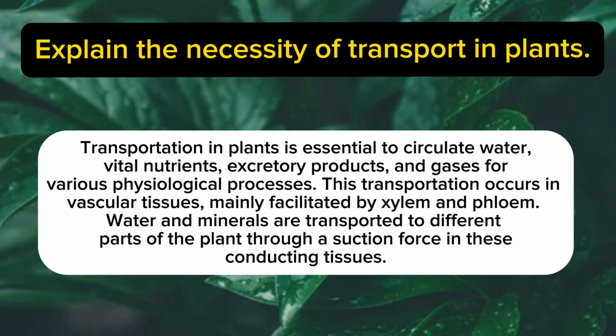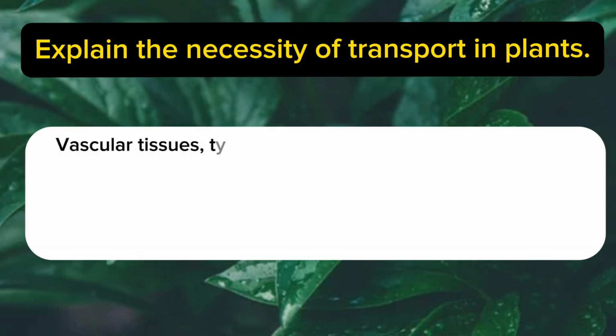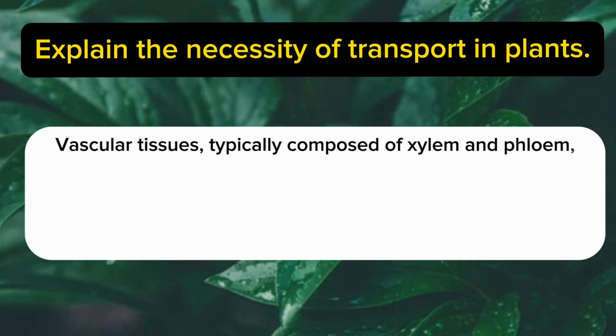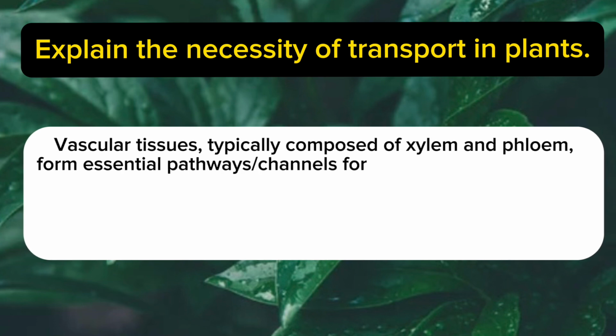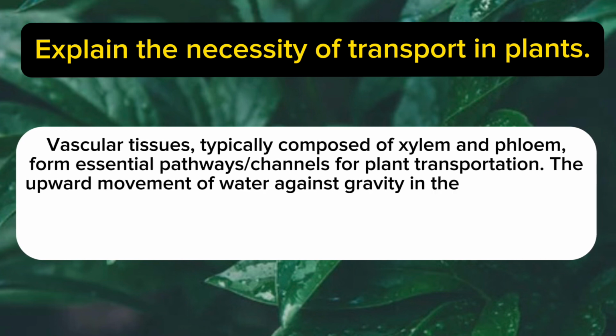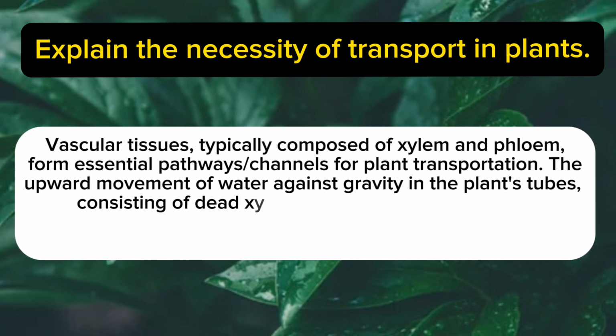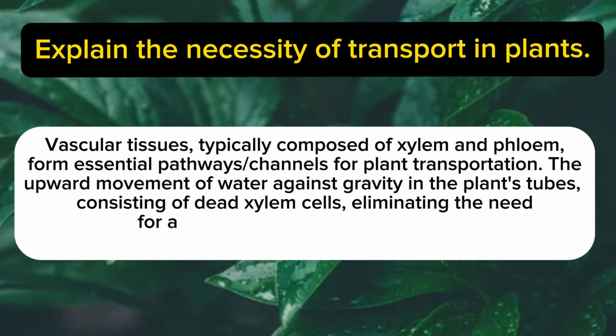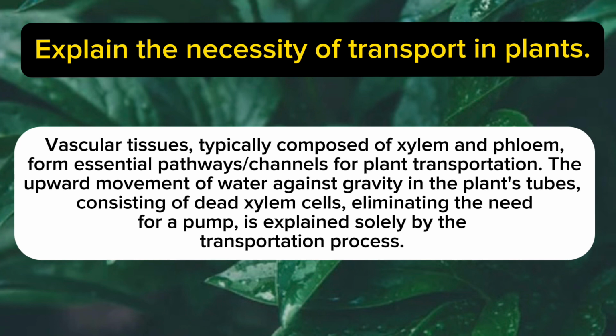And lastly, what you should add is that vascular tissues, typically composed of xylem and phloem, form essential pathways or channels for plant transportation. The upward movement of water against gravity in the plant's tubes, consisting of dead xylem cells, eliminating the need for a pump, is explained solely by the transportation process. So they don't need a pump to push the water upwards, it moves through capillarity. So that is how you're supposed to explain the necessity of transport in plants.